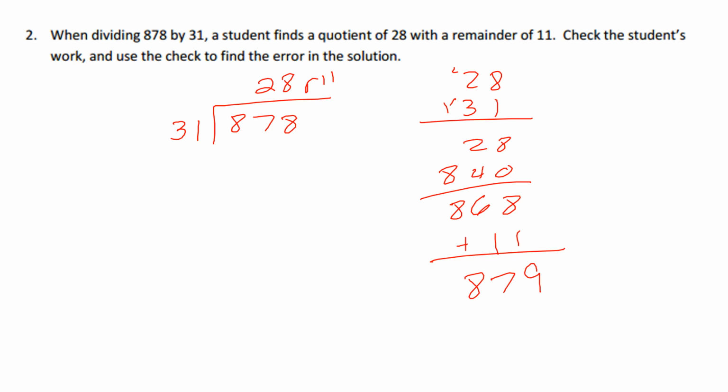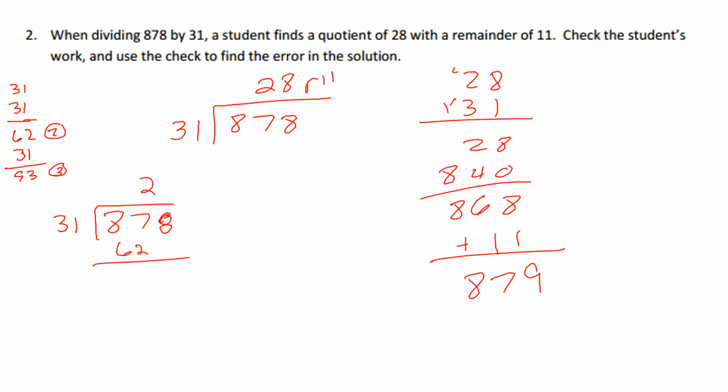So let's see what actually could have happened. It says, see if we can figure out where they did their error. So if we had 878 divided by 31, if I skip count 31 plus 31, that's going to be 62 as a second multiple. And 31 would be 93 as a third multiple. So we can see it's only going to be 2, and that's going to be 62. When I subtract, that's going to be 25. Then they're going to bring the next number back down, which would be 8.